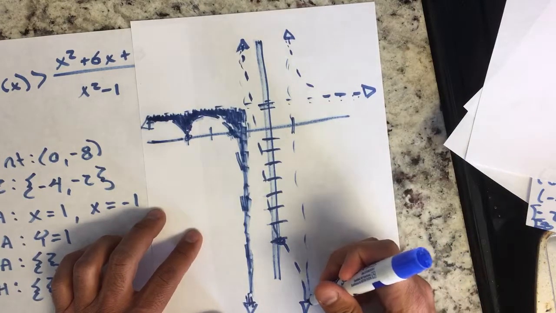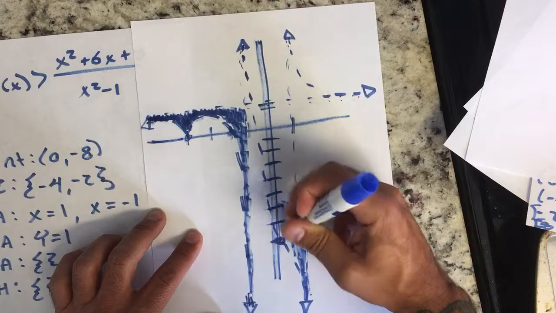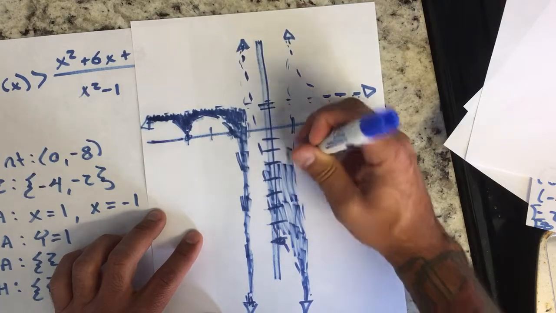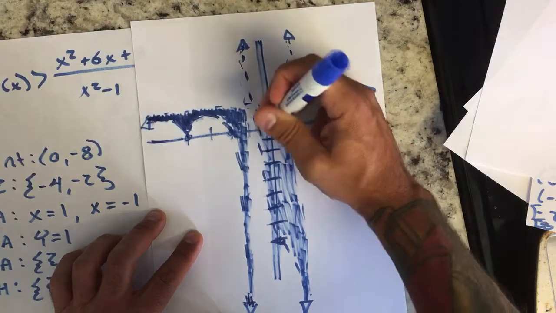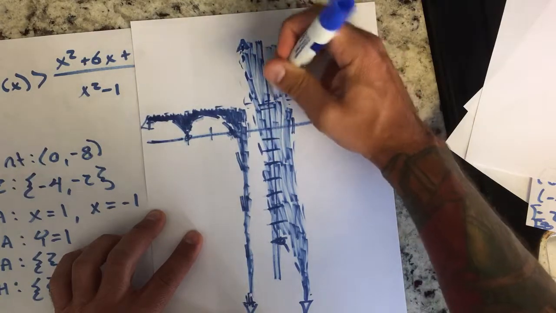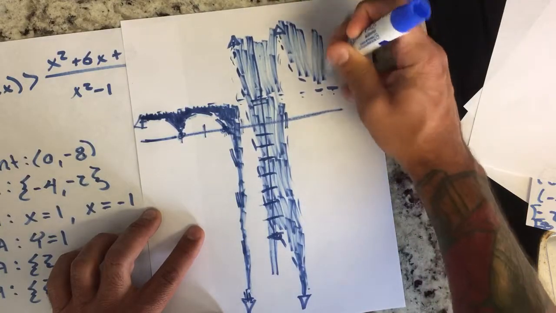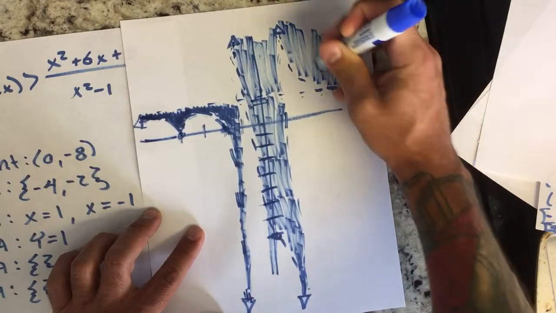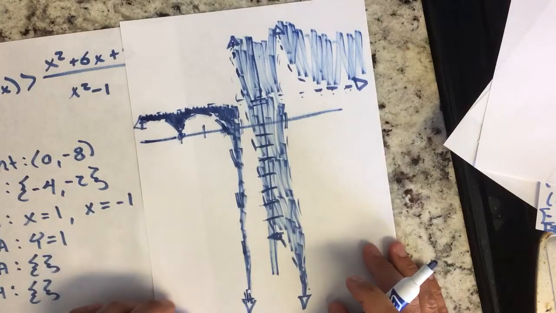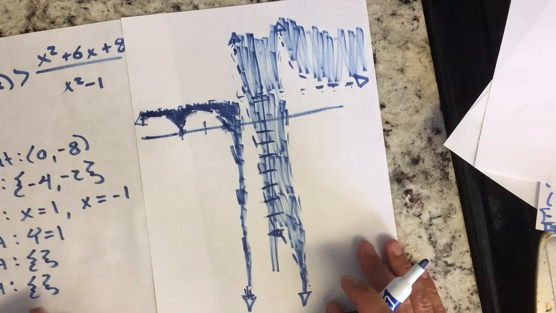Same over here, it's going to be everything above the line, so I'm going to shade this. Same right here, it's going to be everything above, so I'm going to shade this. So all we're really doing, all we're adding to this is shading it in. So hopefully that's not too complicated.